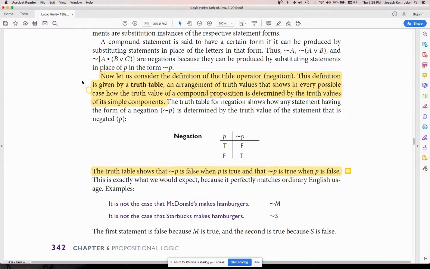So if you have something and you say it's not the case that, you're negating it. This definition is given by a truth table: an arrangement of truth values that show in every possible case how the truth value of a compound proposition is determined by the truth values of its simple components. All right, a lot of words there.